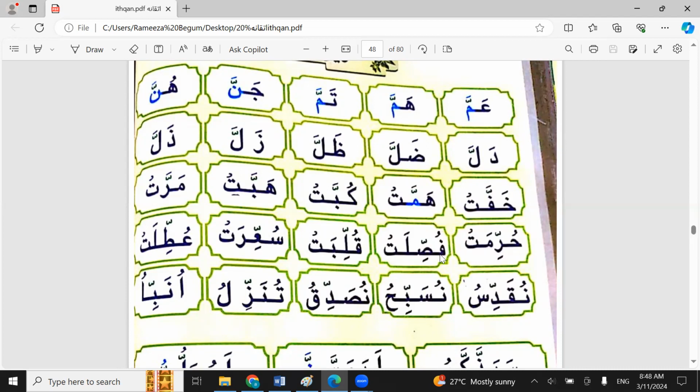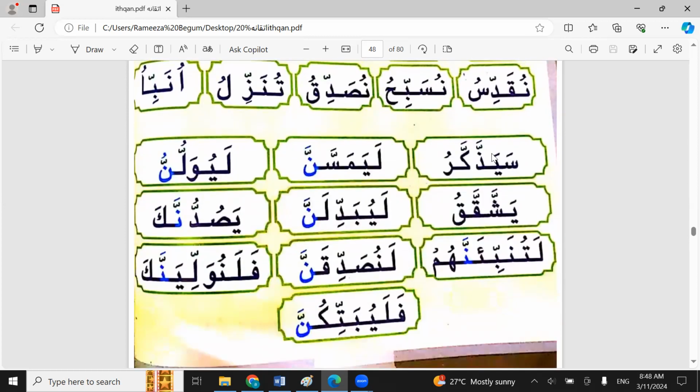Hurrimat, fussilat, qullibat, su'irat, uttilat, nuqaddisu, nusabbihu, nusaddiqu, tunazzilu, unabbi'u.